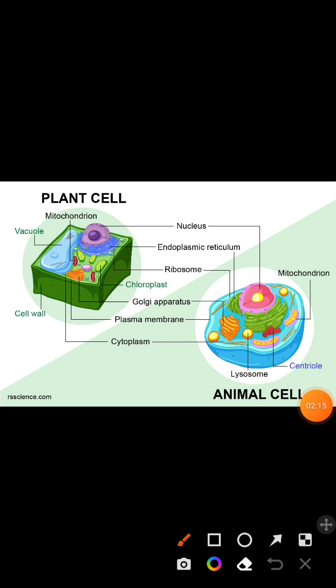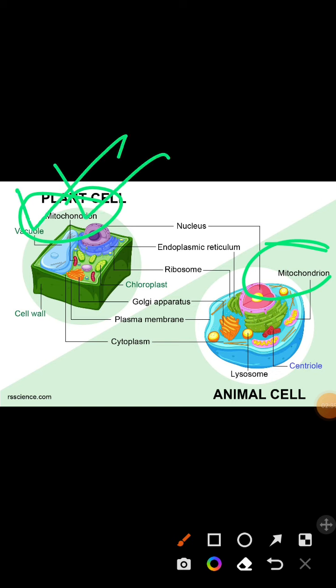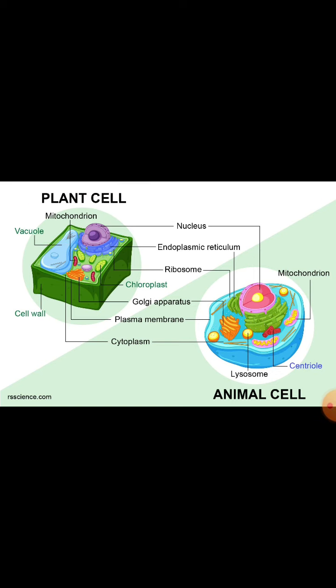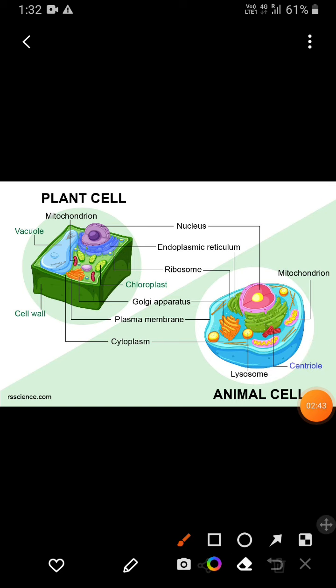Not only that, plant cell possesses a chloroplast. That is the site for photosynthesis. That is the reason why plants have the ability to photosynthesize. But animal cell lacks chloroplast. Both the plant cell and animal cell have mitochondria, and that is the energy provider for the cell. Those are the basic differences between plant cell and animal cell we need to know.